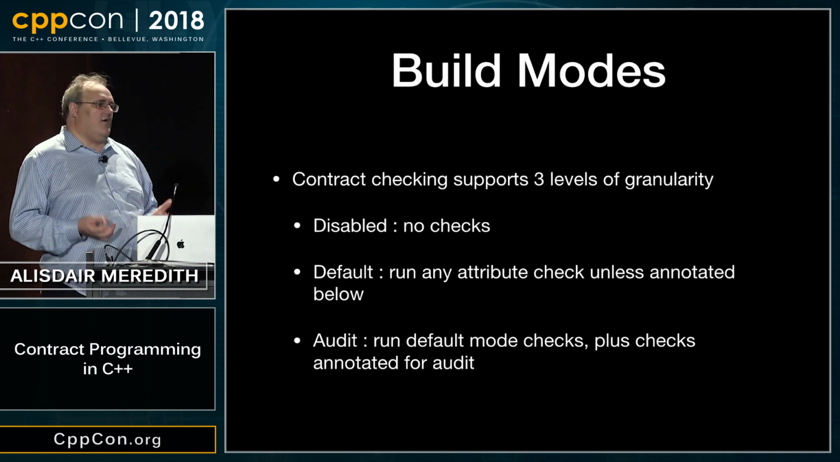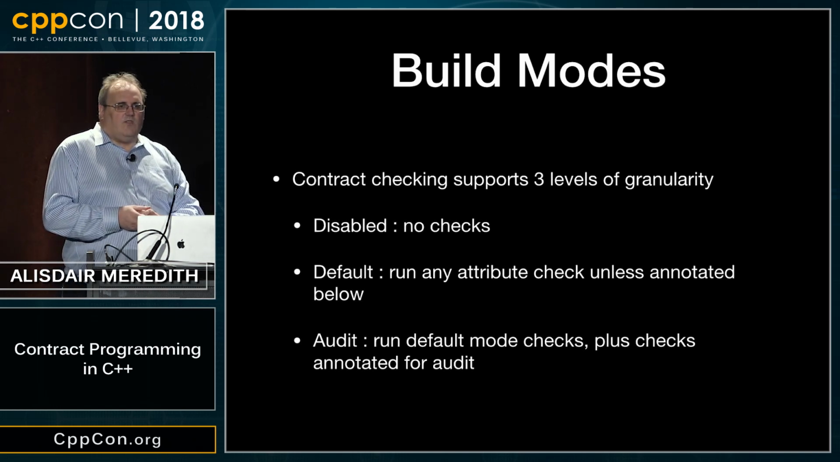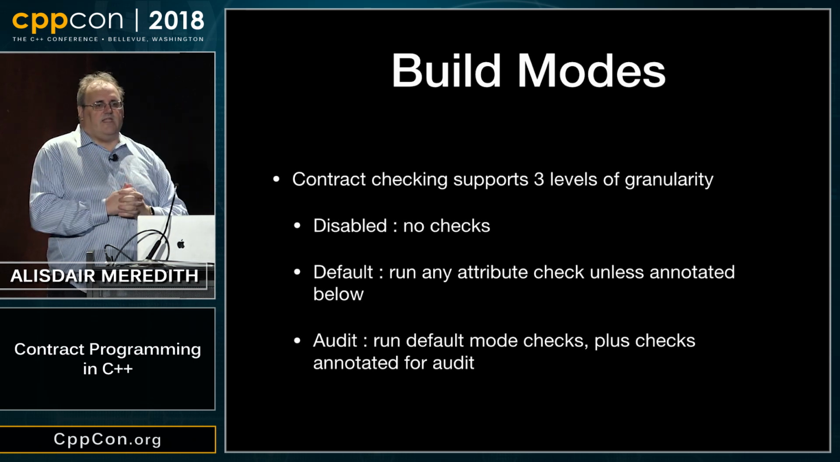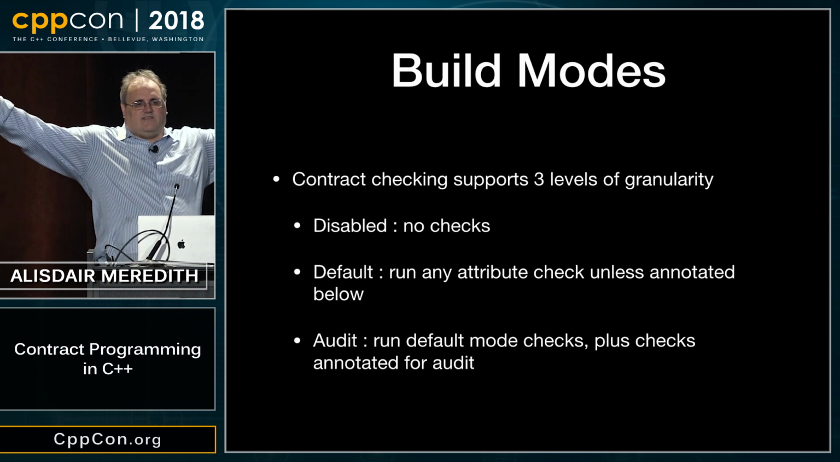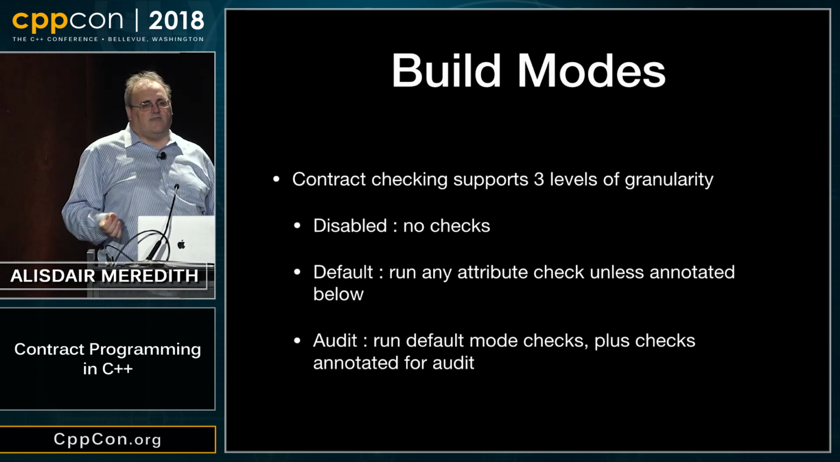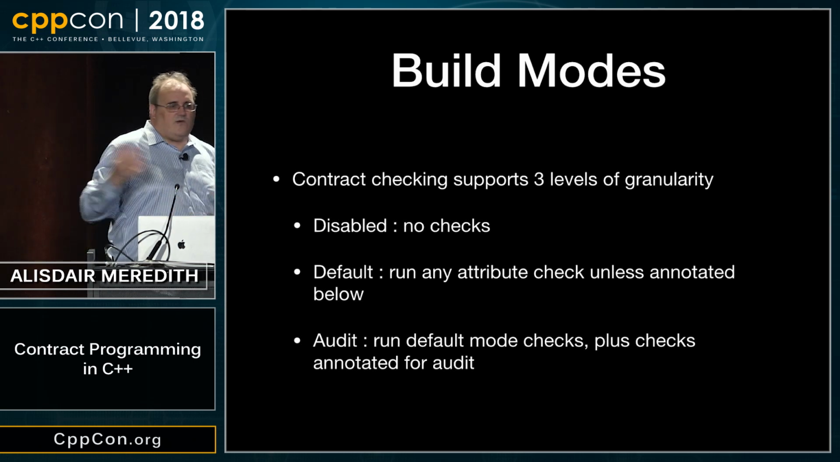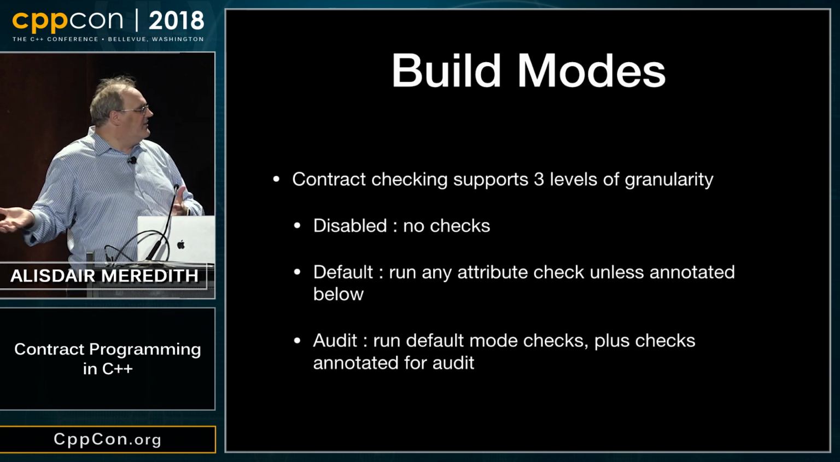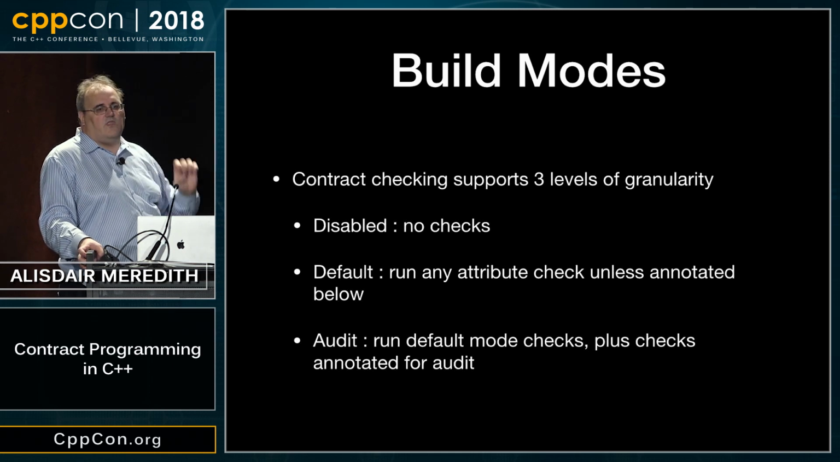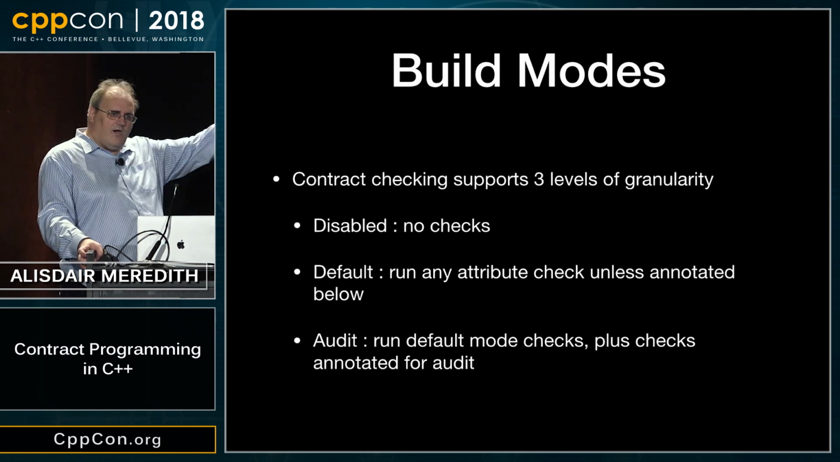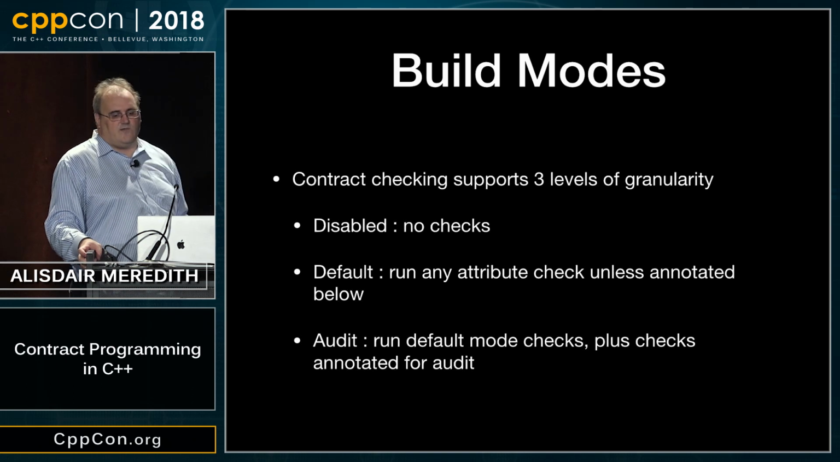I might have a function like find me the median. If my precondition is the whole range is sorted, testing the precondition is far more expensive than running the function. So I really don't want to have that by default. But in an audit mode, if I'm having some really awkward problems I'm trying to find, having the ability to turn on those more expensive checks that I can mark as expensive turns out to be really useful.